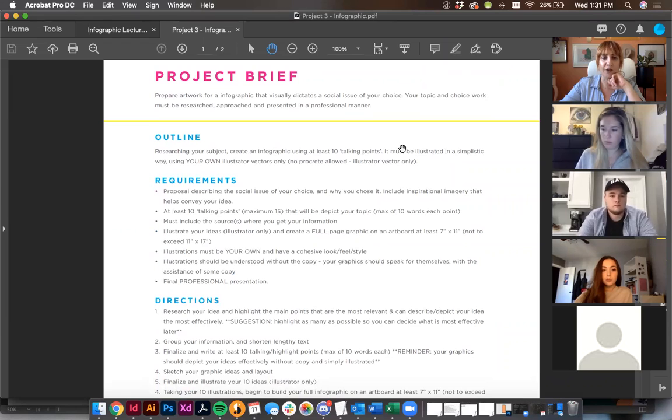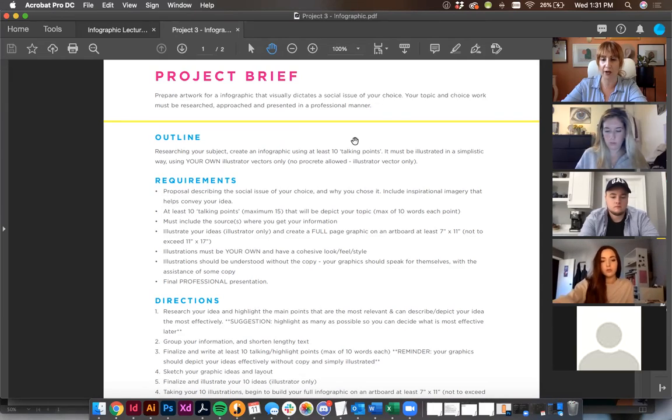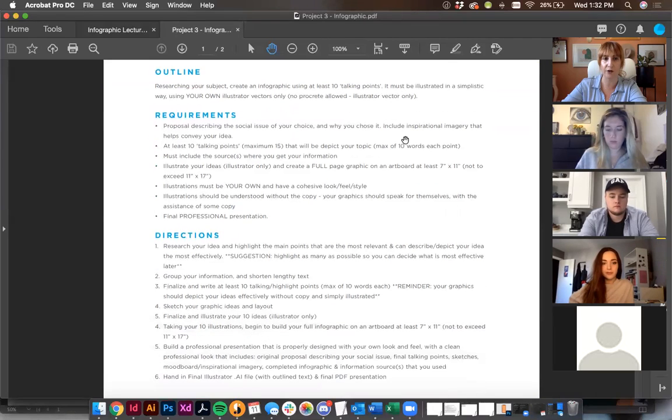So prepare artwork for an infographic that visually depicts a social issue of your choice. Your topic and choice of work must be researched, approached, and presented in a professional manner. Researching your subject, you're going to create an infographic using at least 10 talking points, and it must be illustrated in a simplistic way using your own graphics. So no Procreate, Illustrator vector only.